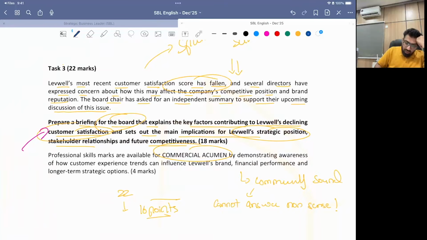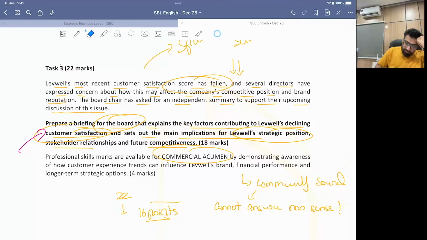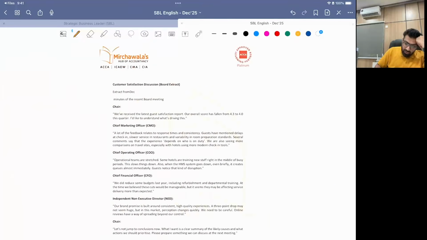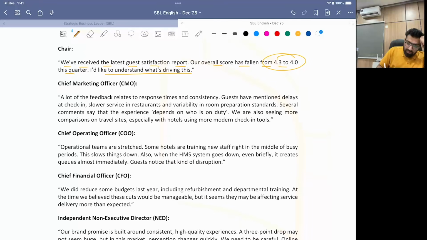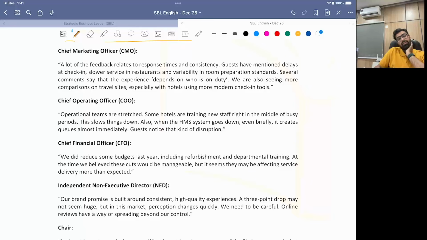And then we go on to our last question: key factors contributing to declining satisfaction and implications for strategic position, stakeholder relationships, and all that. So here are the key factors they have written here. We have received the latest guest satisfaction report. Our overall score has fallen this quarter, and I would like to understand what's driving this. So now the CMO is saying something.